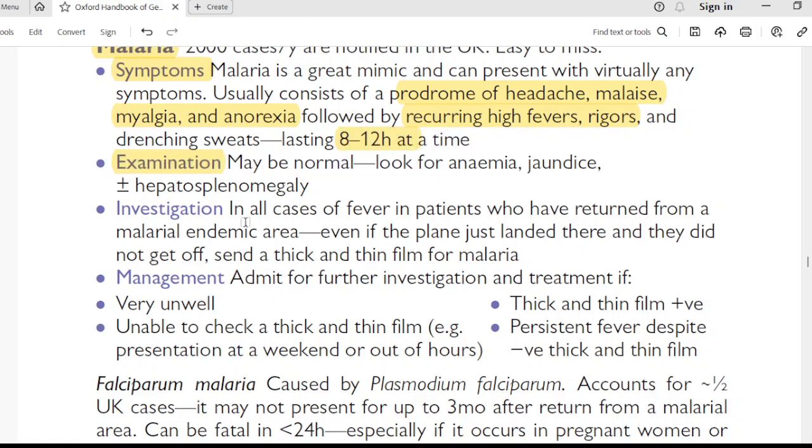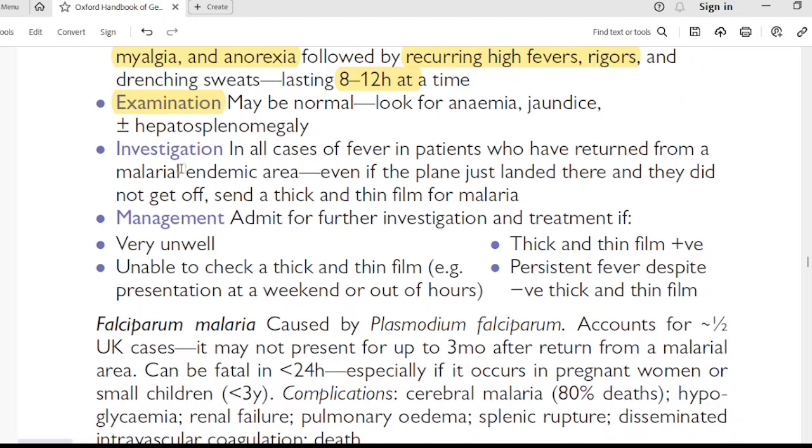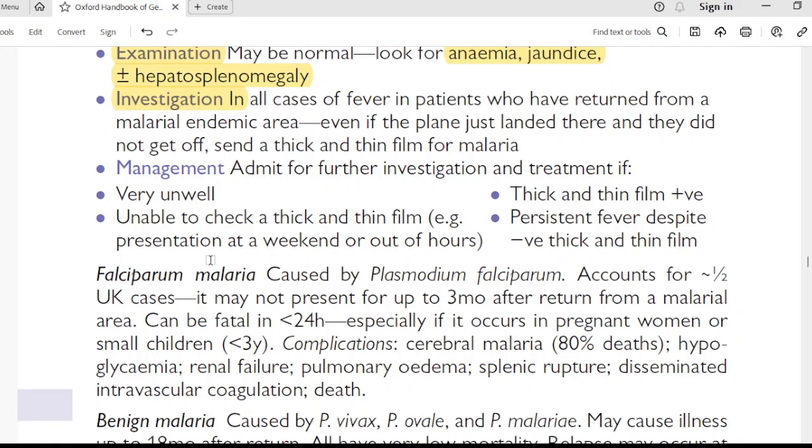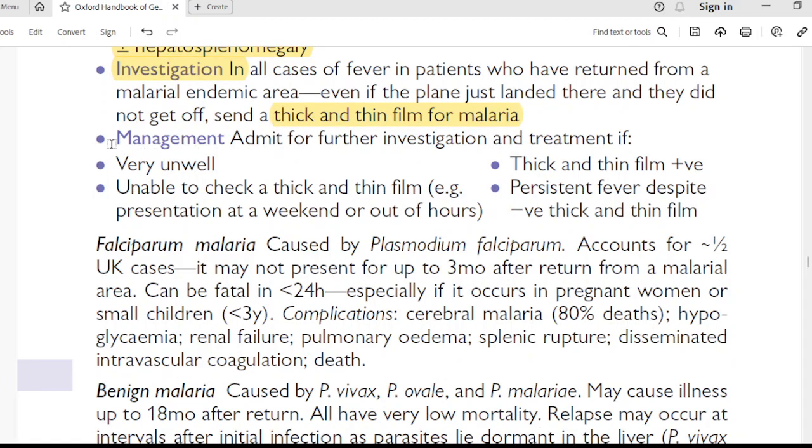Examination may look normal. Look for anemia, jaundice or hepatosplenomegaly. So always examine an abdomen in a patient with fever. Look for hepatosplenomegaly and then you can come to a diagnosis easily. Investigation: in all cases of fever in patients who have returned from a malaria endemic area, even if the plane just landed there and they did not get off, send a thick and thin film for malaria. If they have fever, they just landed in your country, just send a thick and thin film for malaria.